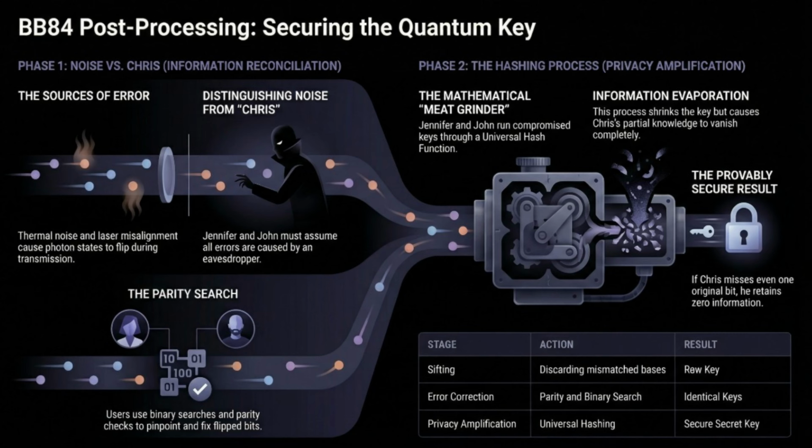To summarize the pipeline, sifting discards mismatched bases to create a raw key. Error correction uses parity and binary searches to produce identical keys. Privacy amplification applies universal hashing to deliver the final secure secret key. And there you have it, the journey from light to a provably secure lock.